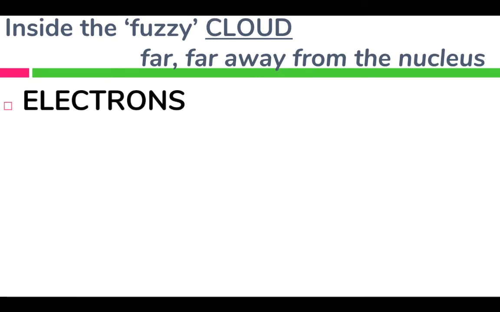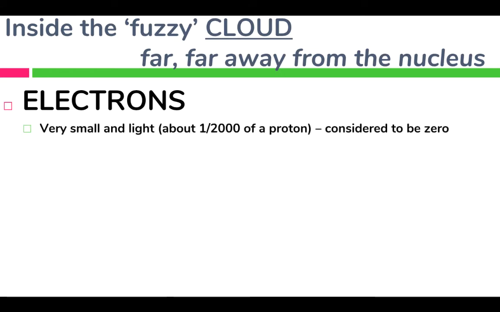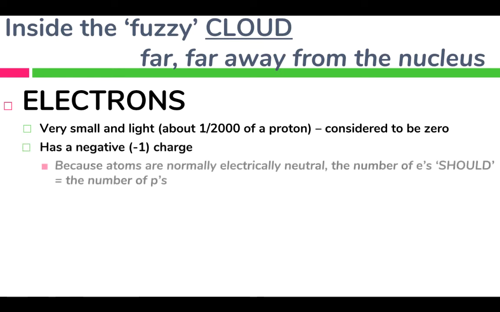So somehow those neutrons glue the nucleus together. Around the nucleus, we've got this fuzzy cloud. Remember, it's very far away from the nucleus, not quite as close as that diagram showed. And the electrons in that fuzzy cloud, they're really small and they're really light. They only weigh about 1/2000th of a proton. So essentially, we say they weigh nothing. The electrons are negatively charged, -1.